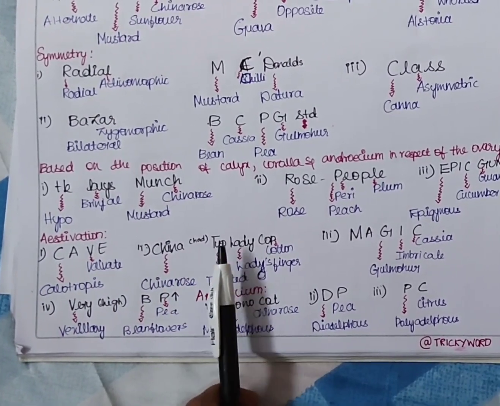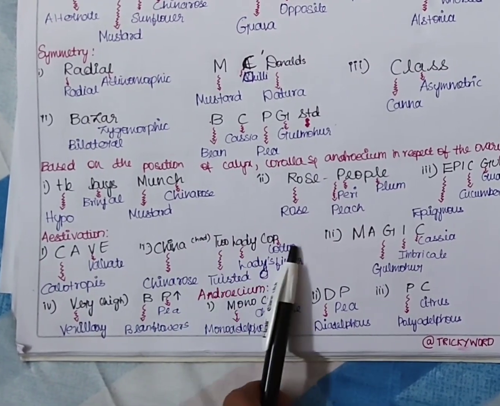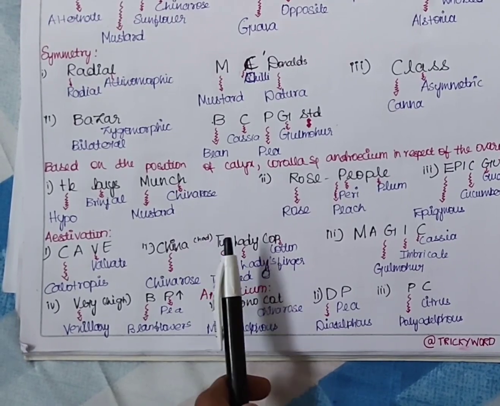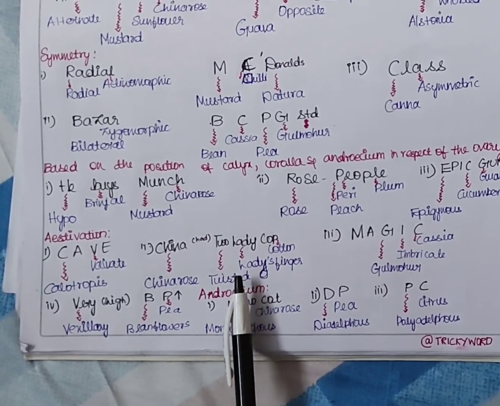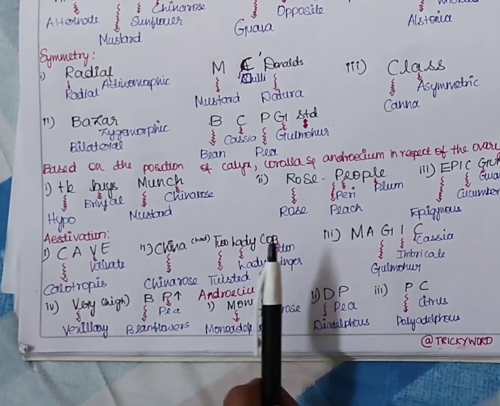Next one is for the sentence, China had two lady cop. Okay, China had two lady cop. China is for China rose. Two is for twisted. This is the twisted aestivation, and lady is for lady's finger, cop is for cotton. This is the example for twisted aestivation.